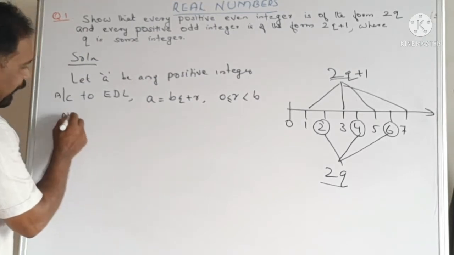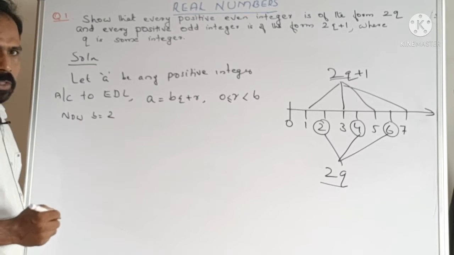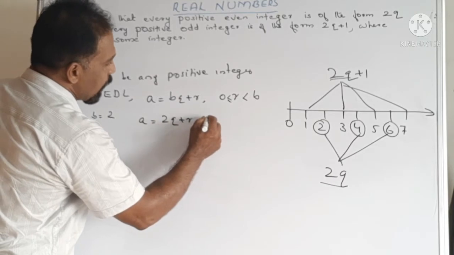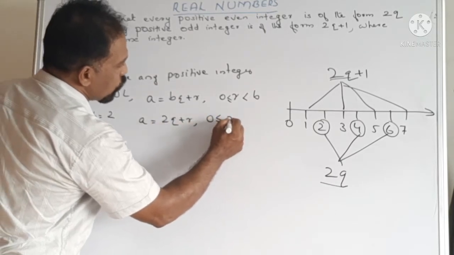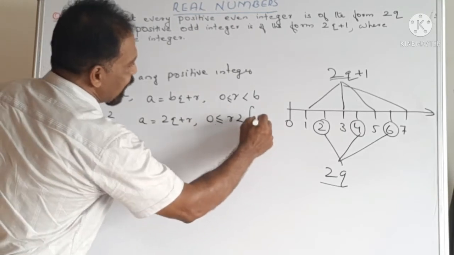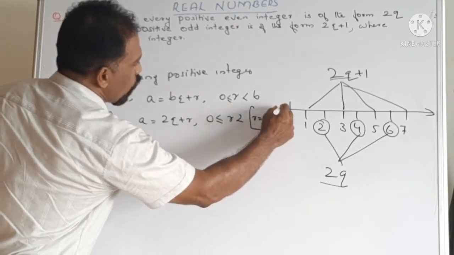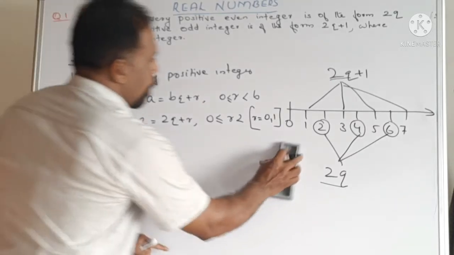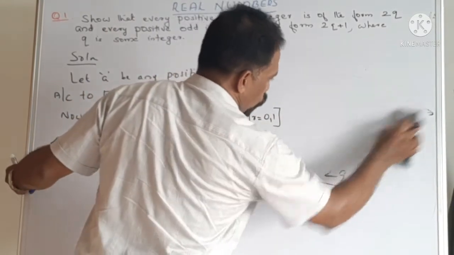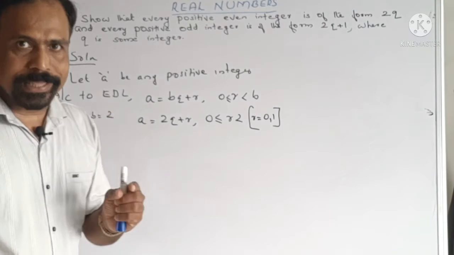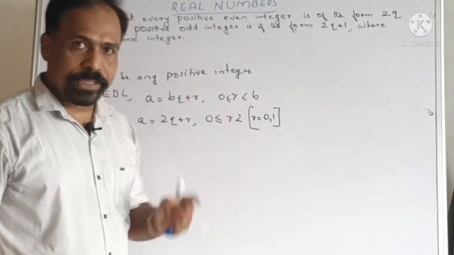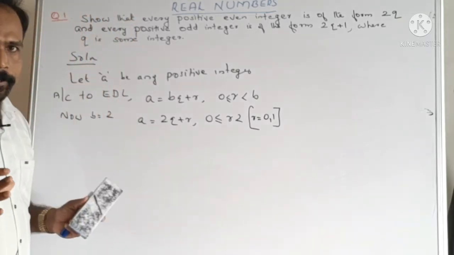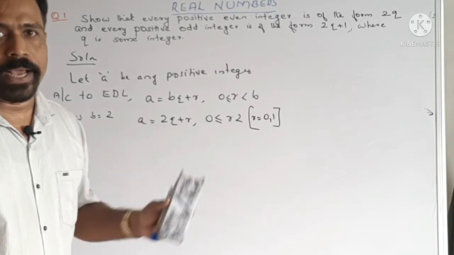Now, we know that b is equal to 2. So our equation will become a is equal to 2q plus r, and r can take values between 0 and 2. That means r can take only two values, 0 and 1. Can it take the value of 2? No. It should be less than the divisor. Here the divisor is 2, so it cannot take the value of 2. So now there are two cases: either r can be 0 or r can be 1.